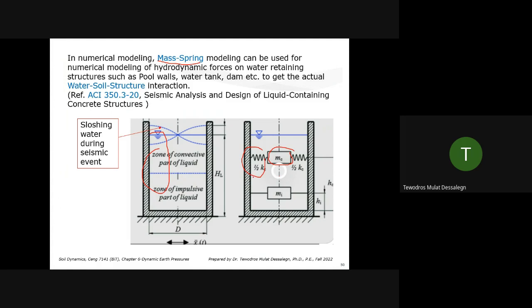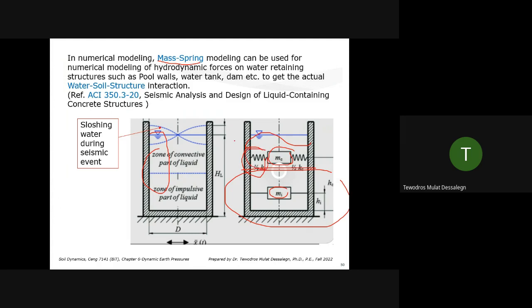So there are two water masses. The top portion of the water usually sloshes back and forth. The bottom portion of the water is usually rigid. It's called impulsive mass, so MI is the impulsive mass. It's rigidly moving with the wall. The top portion of the water sloshes back and forth, so it's usually represented by springs and a mass.